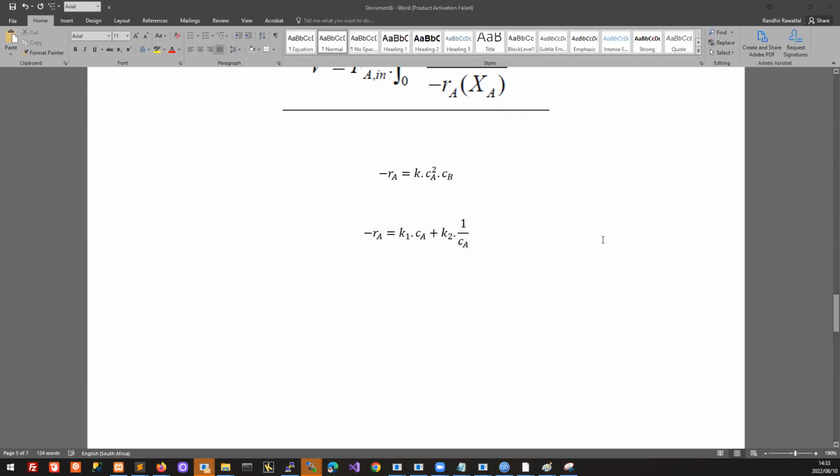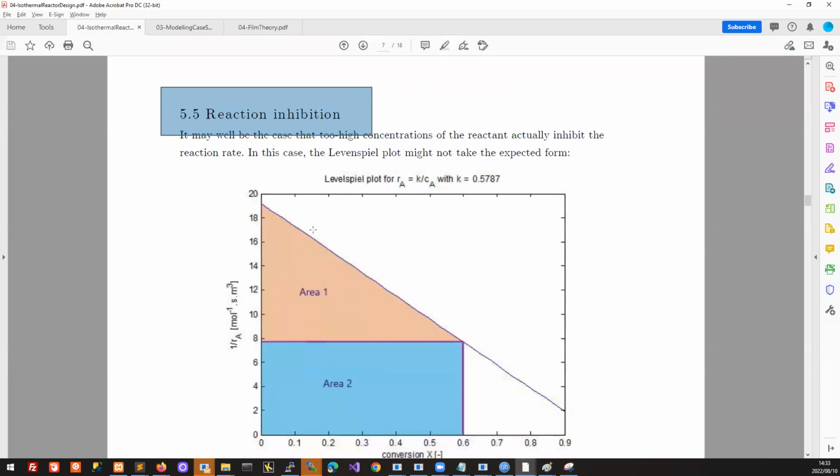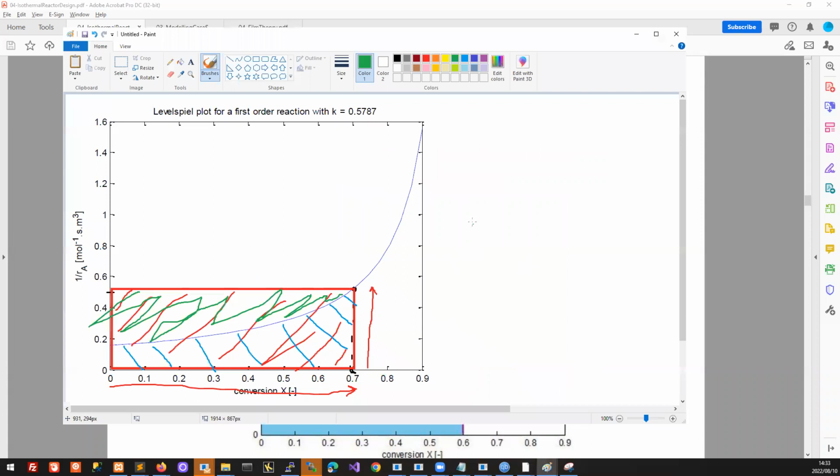So if you have a situation like that, then your Levenspiel plot may look different, right? What if your Levenspiel plot, instead of looking like this, looks like this, right? So 1/RA, and your conversion is here. What if your rate actually increases with conversion, right? That's the way to say it's 1/RA. So your rate here is increasing with conversion. So in a case like this, which reactor is better?